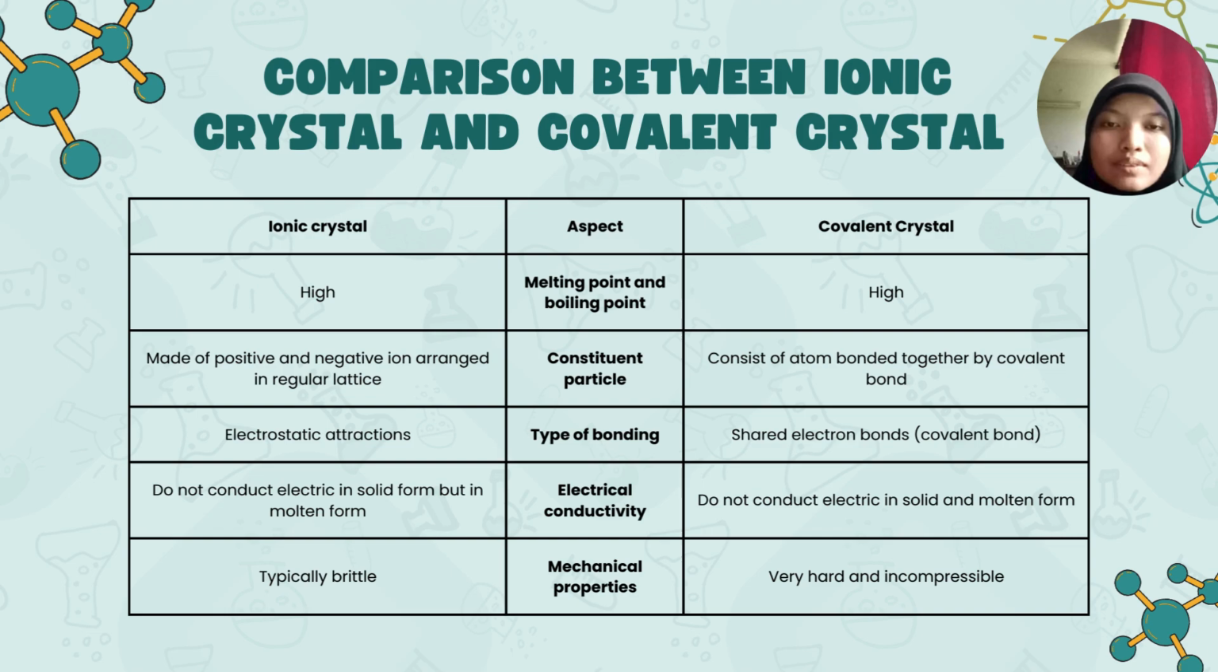elemental composition. Alright, now I will explain the comparison between the ionic crystal and the covalent crystal. For the similarities, both have high melting and boiling points because strong forces must be overcome to break the lattice. For the differences, first, the constituent particle. Ionic crystals are made of positively and negatively charged ions arranged in a regular lattice. Meanwhile, covalent crystals consist of atoms bonded together by covalent bonds forming a continuous network.